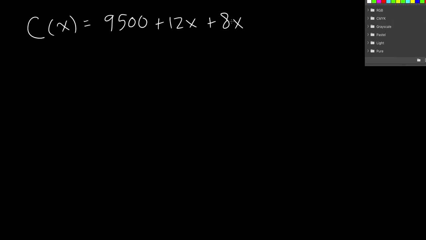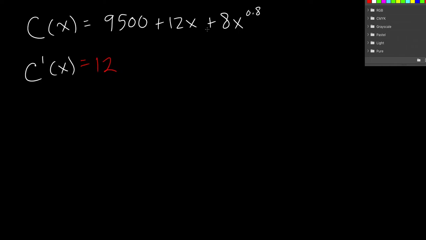Okay, it says the cost in dollars of producing x items in a factory each day is given by this, C of x. Okay, and then part A says the derivative is called the marginal cost function, and they want us to find it. Okay, so the constant goes away when we do the derivative.